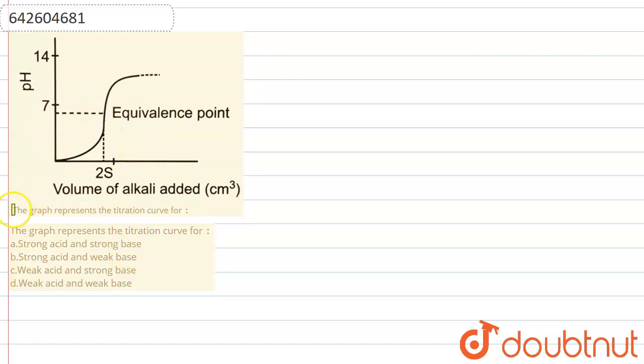Hello everyone, this is the question. Let me explain it to you. The graph represents the titration curve of which of the following? So we are provided with a plot of pH value with respect to the volume of alkali that is added.